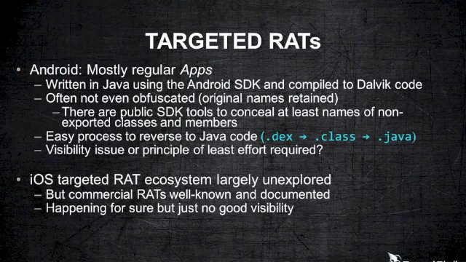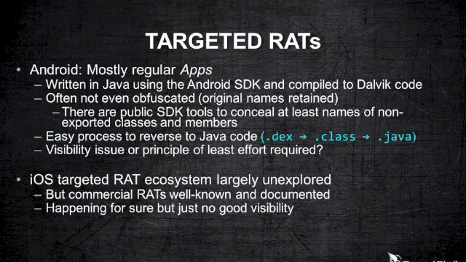But often they're not even obfuscated. So that means that the original names of functions and classes and so on in the Java source code are actually retained inside the app distribution that's being installed on the phone. There are even public SDK tools to actually do this kind of obfuscation, to scratch these names from the apps that are on the phones, but they're just not being used. So it's a very, very easy process to actually turn these apps from these DEX files, which is the packaging of apps, back into Java class files. And then from these Java class files, decompile into Java source code. So it's just like reading regular Java source code, which makes it very easy to reverse engineer them.